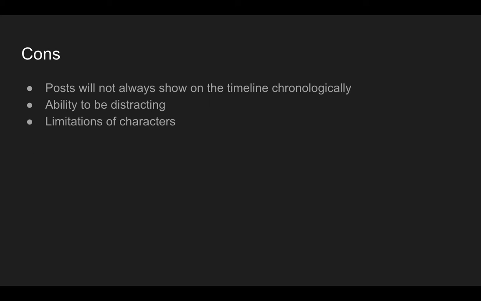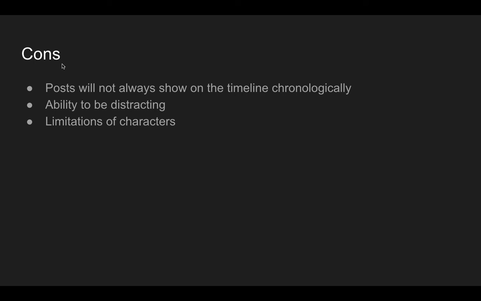There are cons to using Twitter for a classroom page. Posts would not always show on the timeline chronologically. The way Twitter works, it picks out the most important tweets and puts those at the top of your timeline. So if you're scrolling and you don't scroll far enough, some of these tweets might not actually show up on your timeline. So it would be important to ensure that the students actually search out the classroom page to see all tweets or turn on tweet notifications.